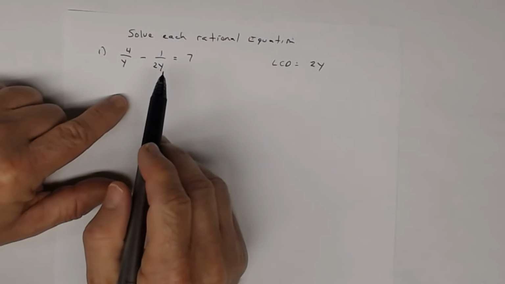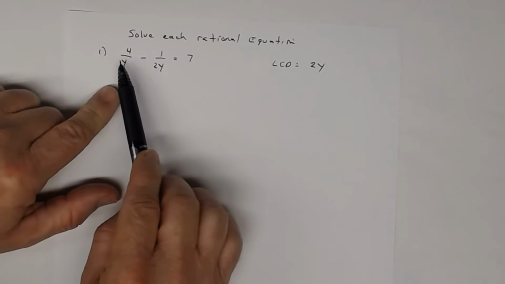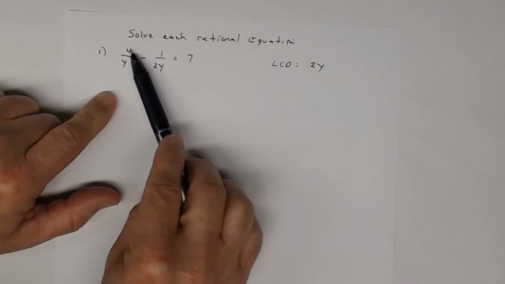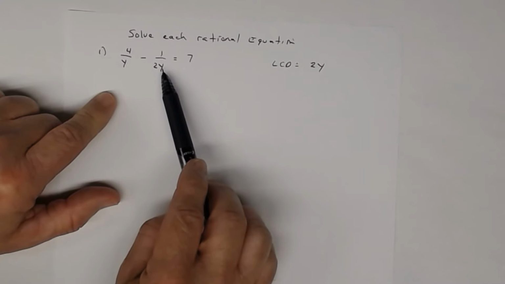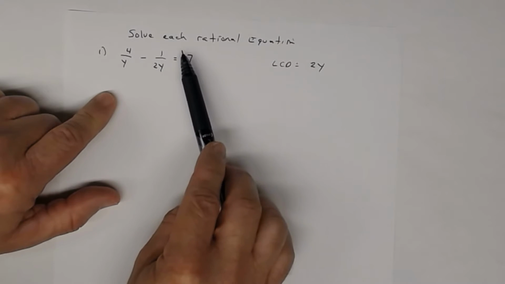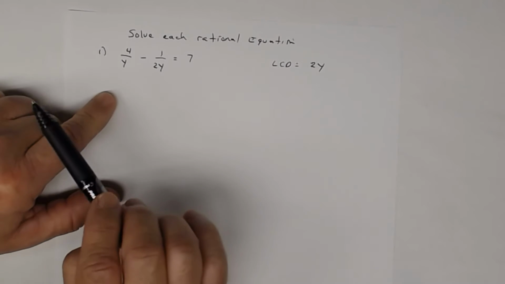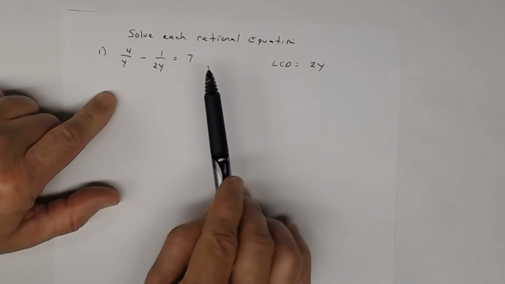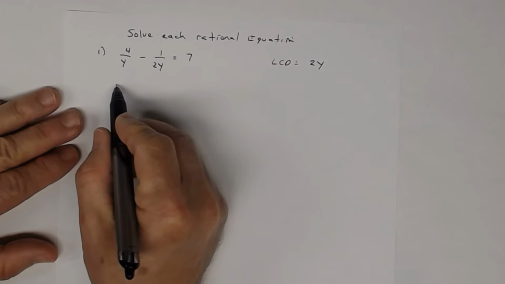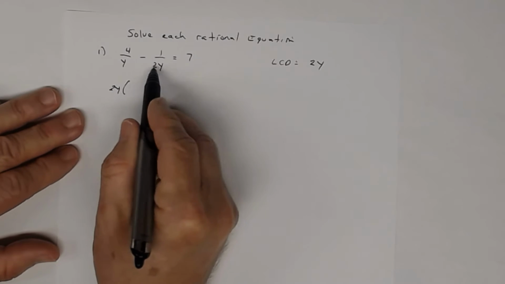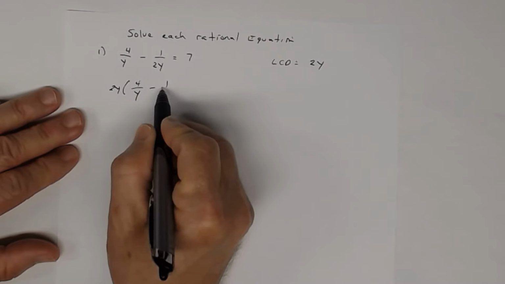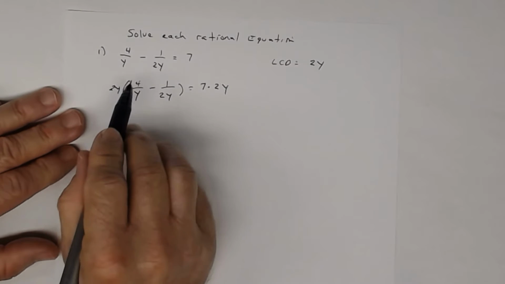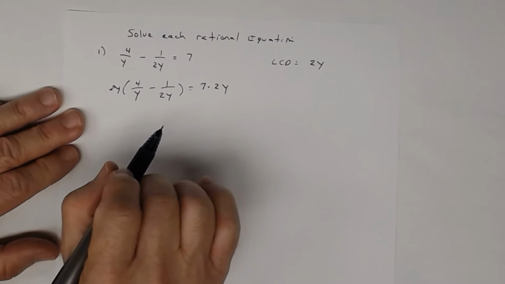One of the things you can think of is this. If you look at the left side, there are two fractions, two terms on the left side. You have 4 divided by y, and you have 1 divided by 2y. And on the right side, you only have one rational expression, one term. We're going to multiply both sides by the least common denominator. Remember, what you do to one side, you do to the other. So basically, you have something that looks like this. You have 2y times the left side, 4 divided by y minus 1 divided by 2y, equals 7 times 2y. So I'll multiply both sides by the least common denominator.